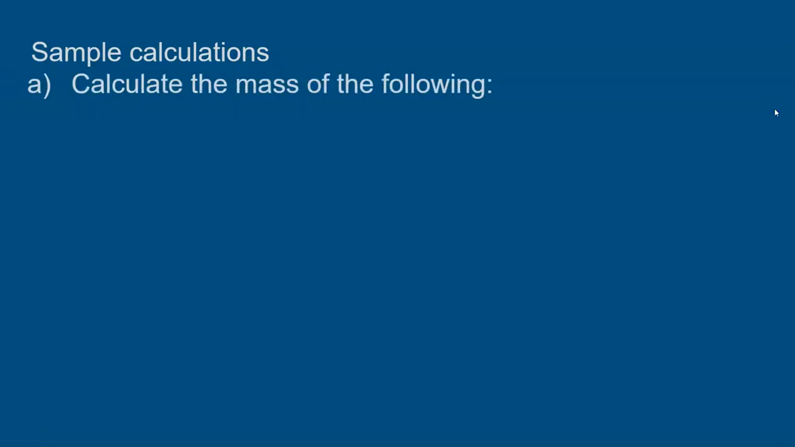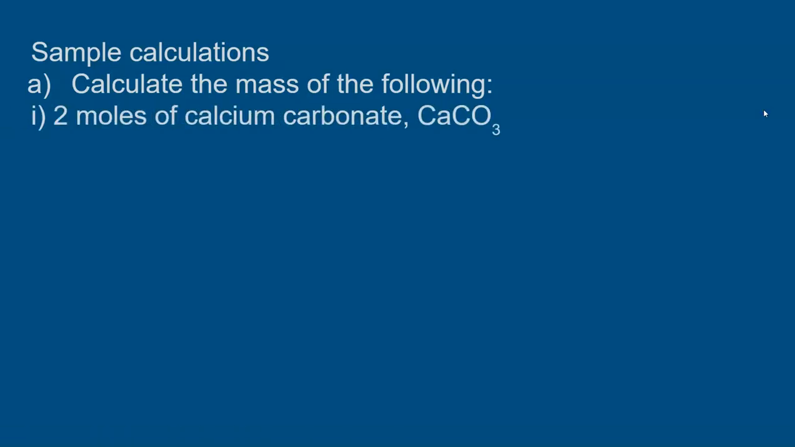So we need to look at some sample calculations of the sort you might get in your GCSE exam. There are 2 types. There's calculate the mass of, and there's calculate the number of moles in. We'll look at the first type first. So calculate the mass of 2 moles of calcium carbonate. Well, you can use the magic triangle if you wish and rearrange that formula, and you get the mass is the moles times the MR.